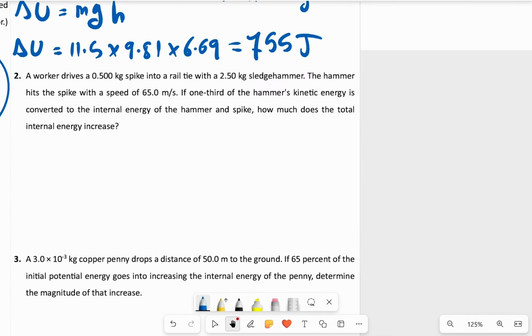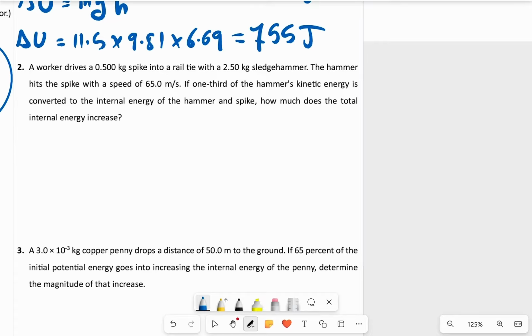Okay, now a worker drives in a 0.5 kilogram spike into a rail tie with a 2.5 kilogram sledgehammer. The hammer hits the spike with a speed of 65 meters per second. Now you remember the note. I told you whenever you have velocity, you will say delta U is equal to KE. Now, it says if 1/3 of the hammer's kinetic energy is converted to internal energy of the hammer and spike, how much does the total energy increase?